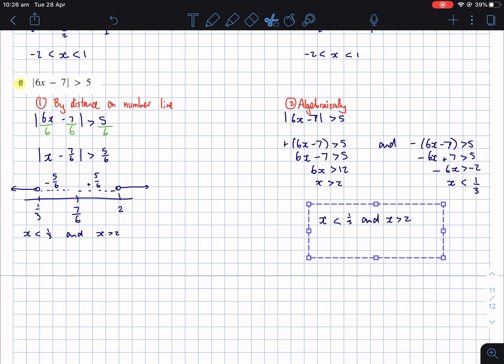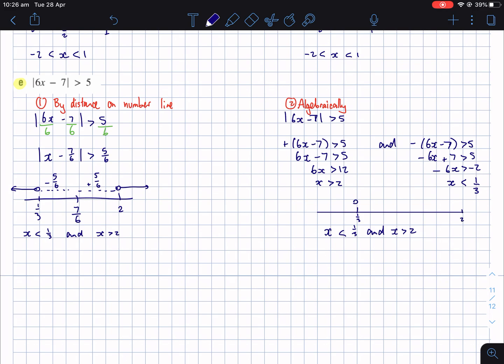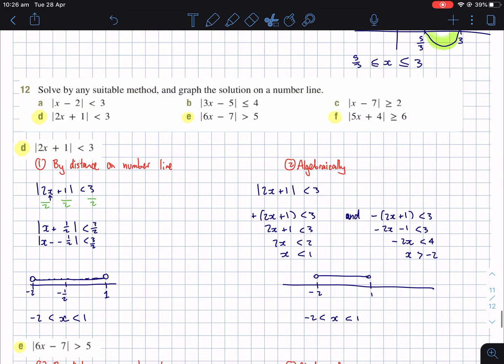We want to sketch that. So let this be a third and let this be 2. And we're less than a third and we're more than 2. And finally, F.